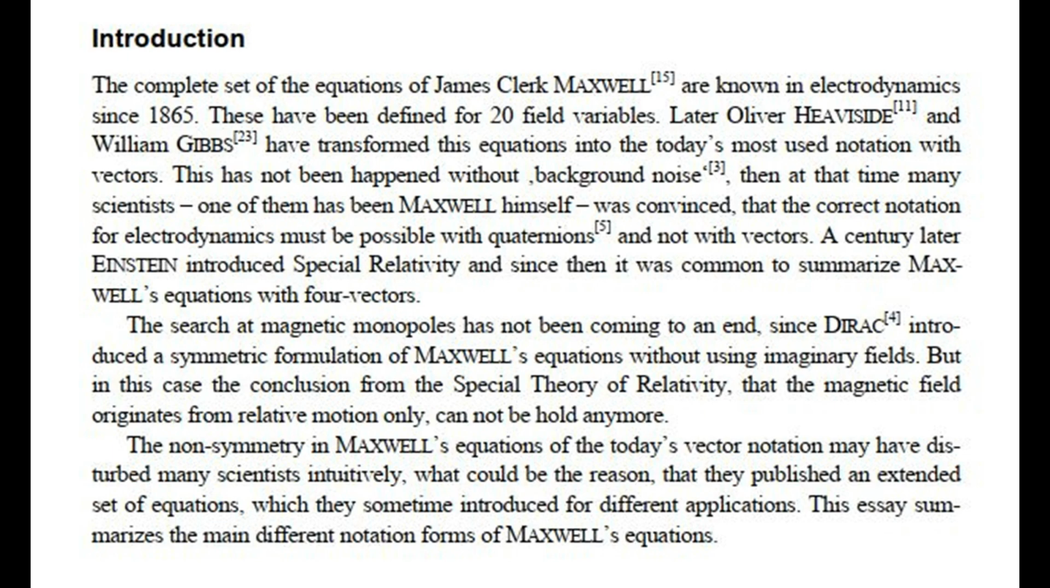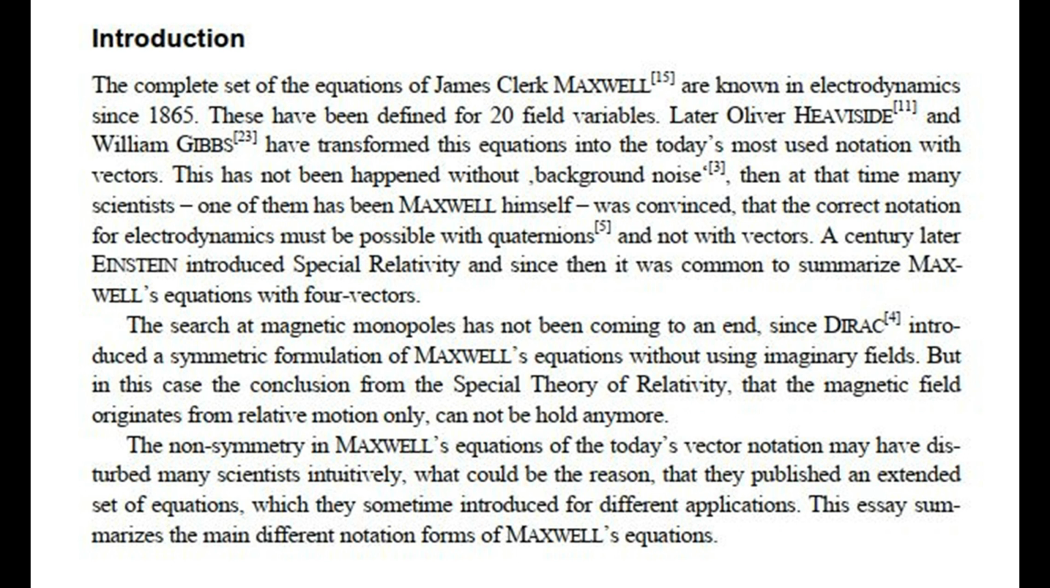summarized. Introduction. The complete set of the equations of James Clerk Maxwell has been known in electrodynamics since 1865. These have been defined for 20 field variables. Later Oliver Heaviside and William Gibbs transformed these equations into today's most used notation with vectors. This did not happen without background noise, as at that time many scientists, one of them Maxwell himself, were convinced that the correct notation for electrodynamics must be possible with quaternions and not with vectors.